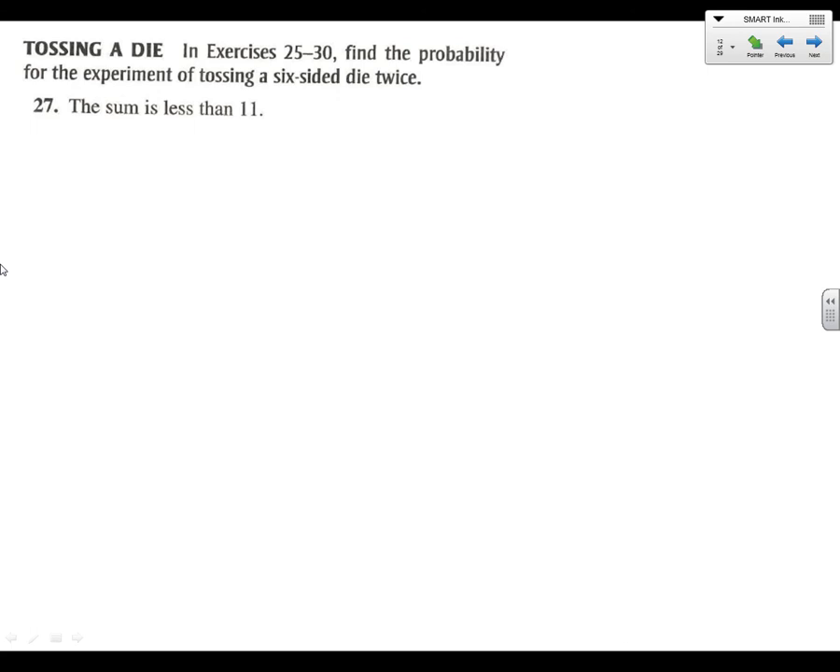Alright, so you throw 2 6-sided dice and find that the sum is less than 11.